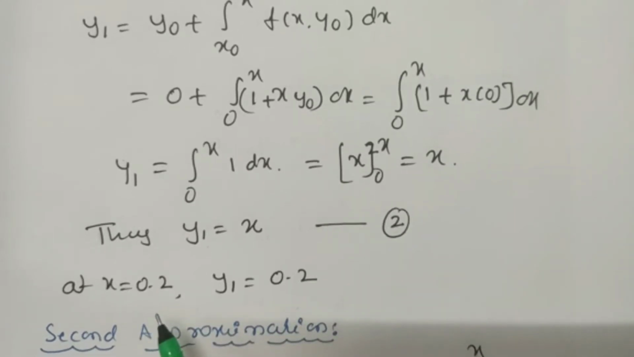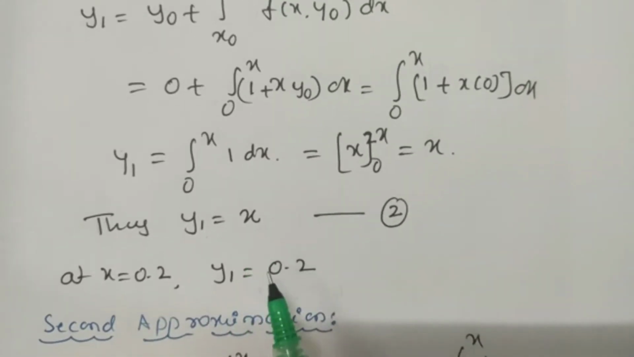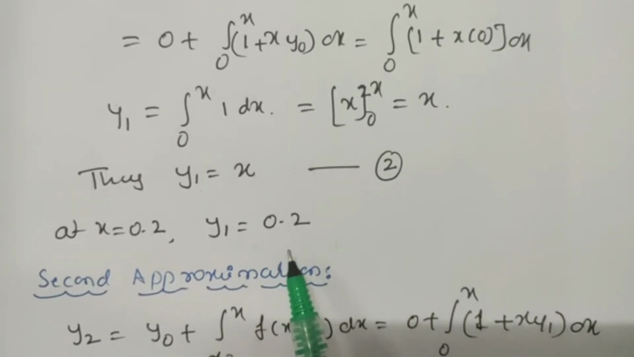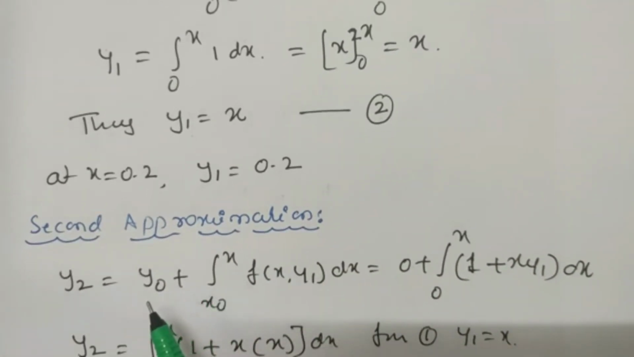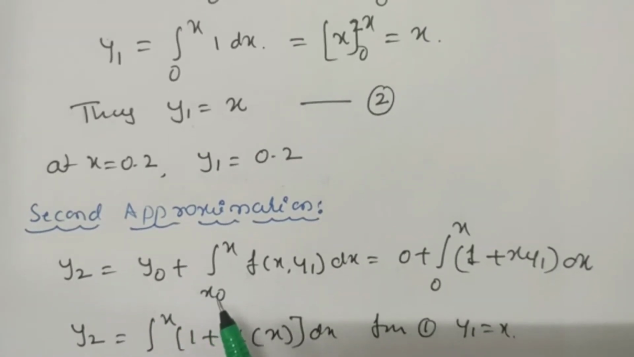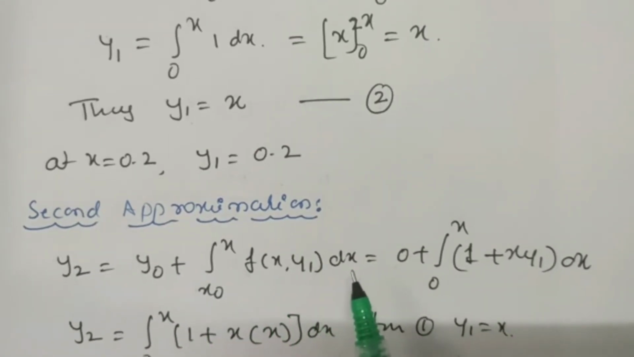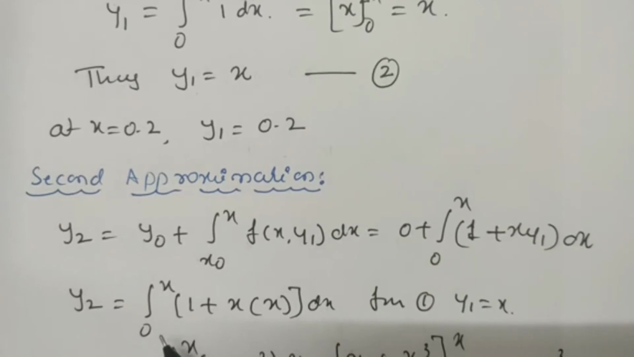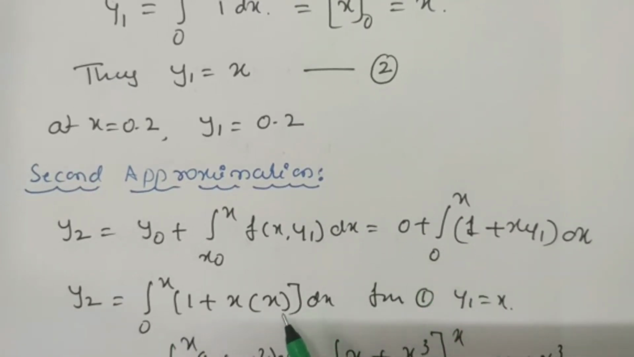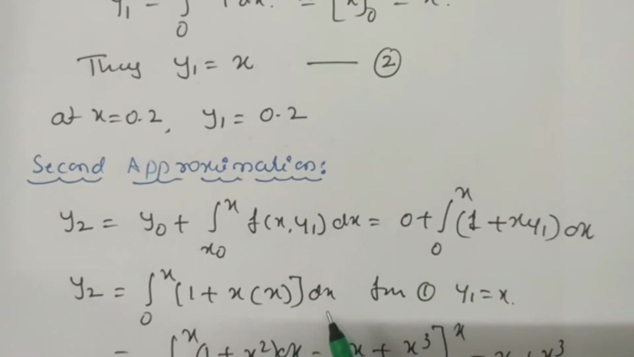So at the point x equal to 0.2, y1 is equal to, put x equal to 0.2 in this, so we will get y1 is 0.2. Let us take the second approximation. y2 is equal to y naught plus the integration from x naught to x of f of x comma y1 dx, which is equal to y naught, which is 0, plus the integration from 0 to x of f of x y1, which is 1 plus x y1 dx. This implies y2 is equal to the integration from 0 to x of 1 plus x y1, which is x, dx.